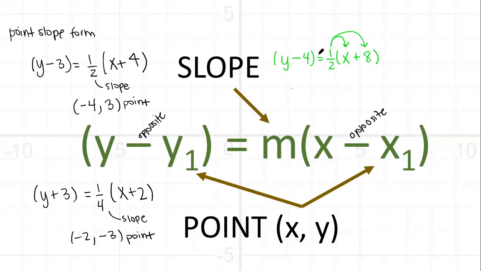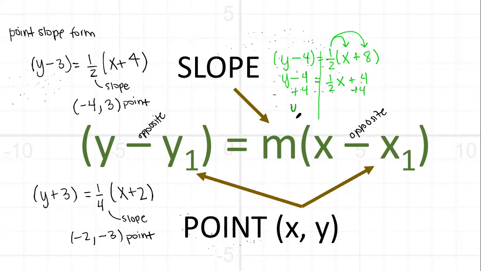And I would do this in your journal as well. So when I distribute this 1/2, 1/2 times x is 1/2 x. 1/2 times 8 is 4. That gives me y minus 4 equals 1/2 x plus 4. Well, this almost looks like y equals mx plus b. What can I do with this -4 on this side? Turn it into a positive. Perfect. I can add 4 to both sides. And when I do that, that will give me y equals 1/2 x plus 8.